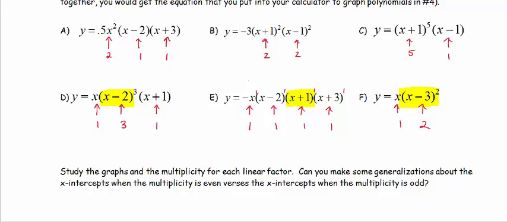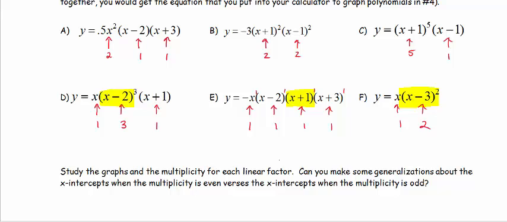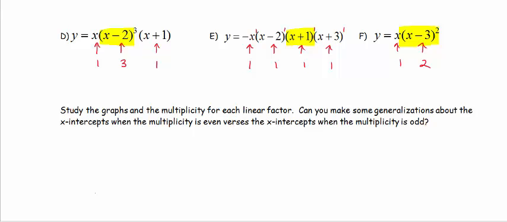As we wrap up and talk about our graphs, let's try to make some generalizations about x-intercepts when the multiplicity is even versus when the multiplicity is odd. Very simply, whenever you have a multiplicity of 2, or any kind of multiplicity that's an even number, that means the graph is going to go up to the x-axis and kind of bump away. If this is the x-axis, the graph is going to come up to it, touch, and go back away. Or it might come down to it, touch, and go back away. So that's for even multiplicity.